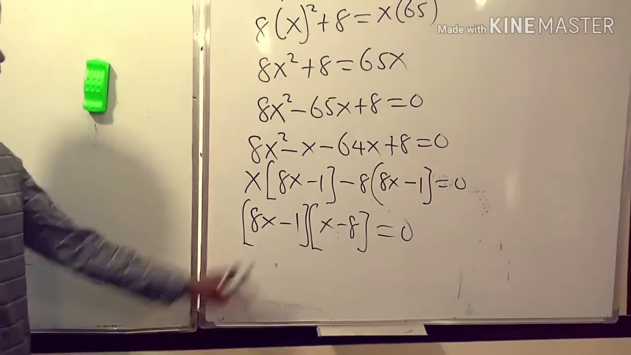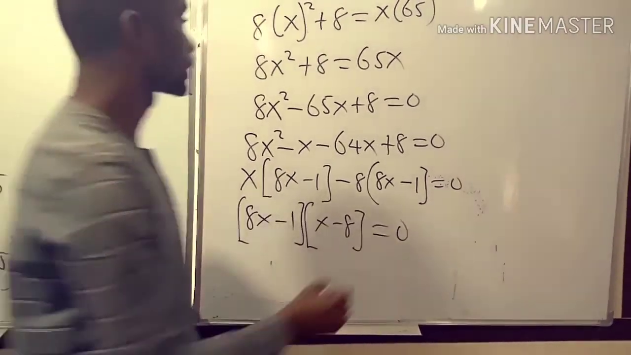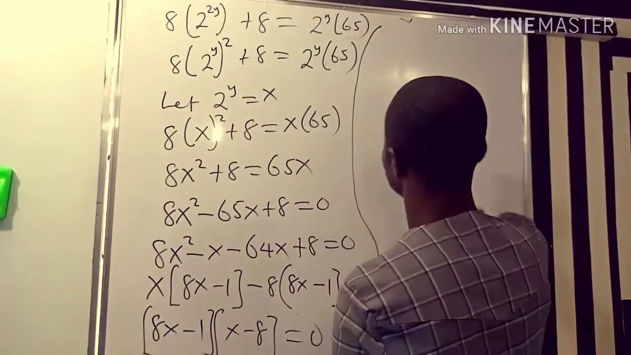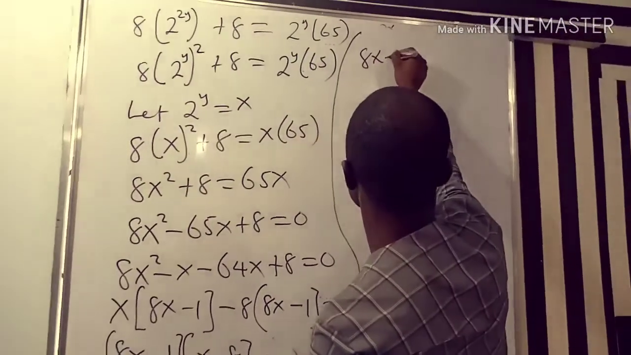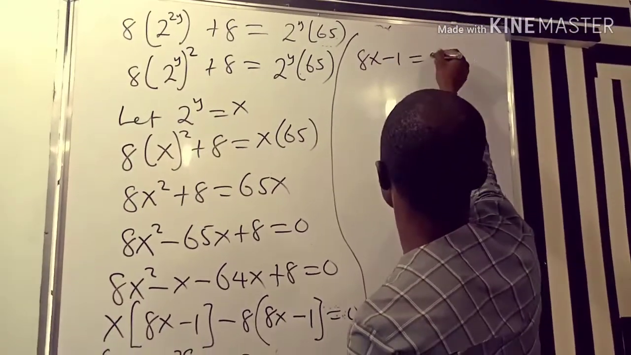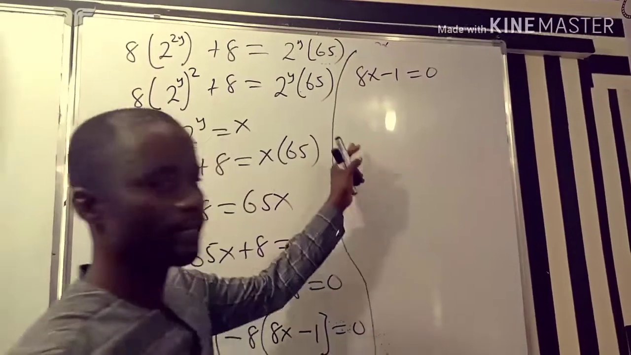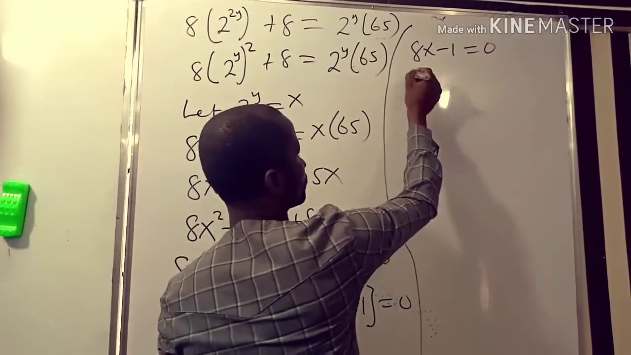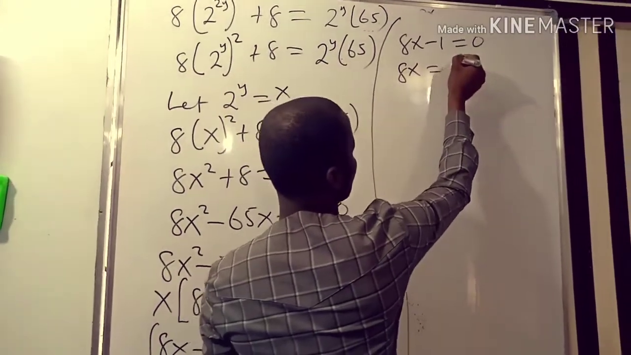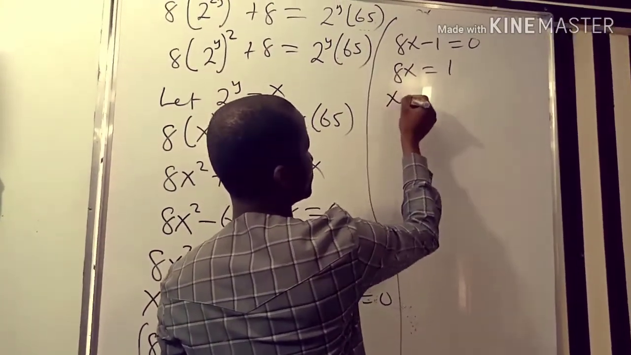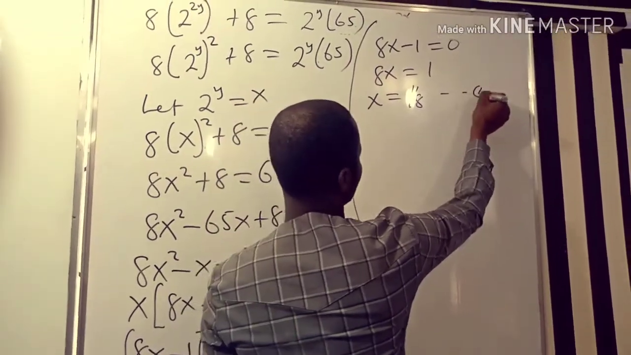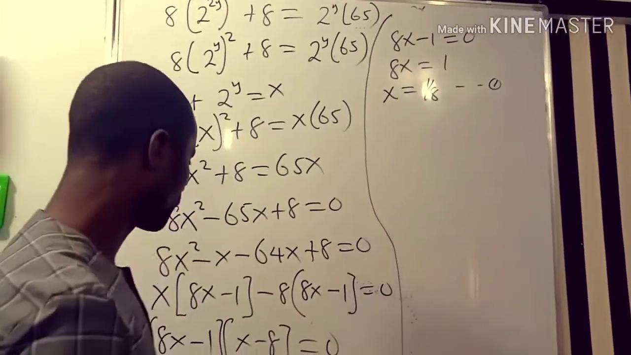Therefore, let's take each factor and equate it to 0 one after the other. Now let's take the first one. You have 8x - 1 = 0. Therefore 8x equal to 1, and then we have x now is equal to 1/8. That's the first. And let's take the other factor.